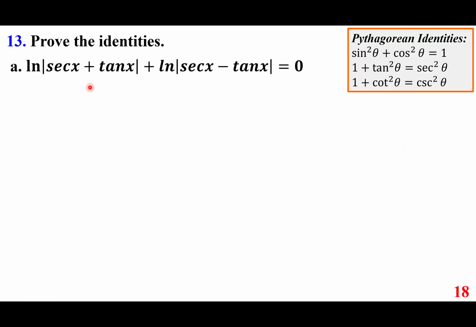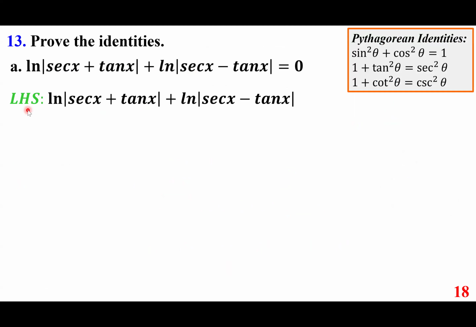So we want to prove the identity that ln of secant x plus tan x plus ln of secant x minus tan x equal to 0. So we start with one side, obviously the left-hand side, LHS. The left-hand side is more complicated.